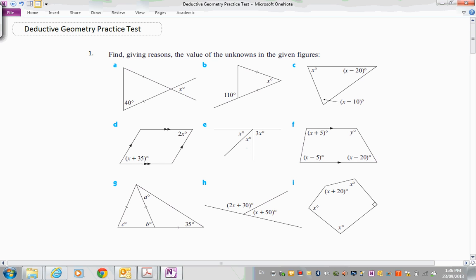Hey, are you ready to go with your deductive geometry practice test? Have that list of circle theorems alongside. You're allowed those. There's a lot of new ones there, so check them out. Let's have a look at this test now.